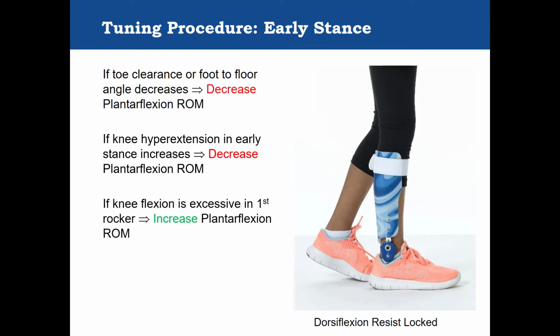Observe knee flexion in first rocker. If the knee flexion is excessive, increase the plantar flexion range of motion by turning the adjustment screw counterclockwise. Remember to count the number of turns of the adjustment screw to keep track of the range of motion setting.